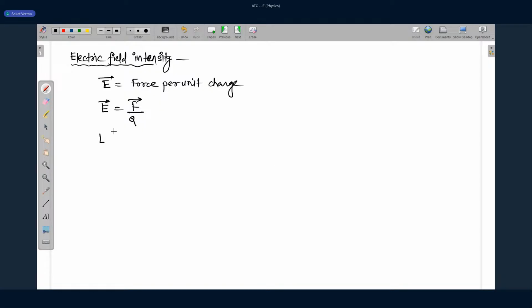I will write it, don't worry. So for now, this is the force per unit charge. Force we will calculate from Coulomb's law, and then we will divide it by the charge at the point where we want to calculate the electric field. I will tell you with an example.